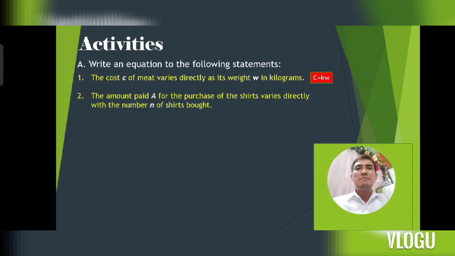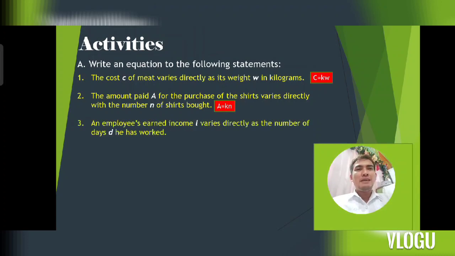Alright. Number 2. The amount paid A for the purchase of the shirts varies directly with the number N of shirts bought. Ready? Go. The correct answer is A is equal to KN. You've got it right. Number 3. An employee's earned income L varies directly as the number of days D he has worked. Ready? Go! That is L is equal to KD.